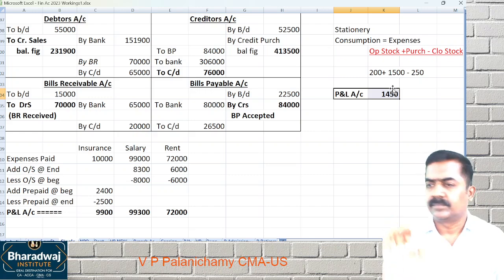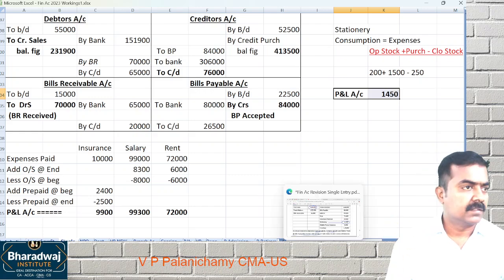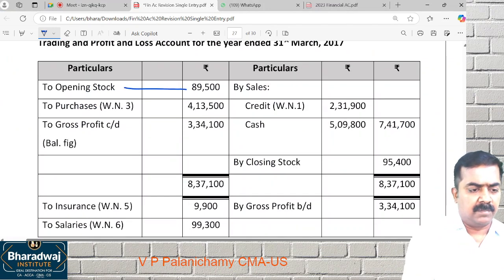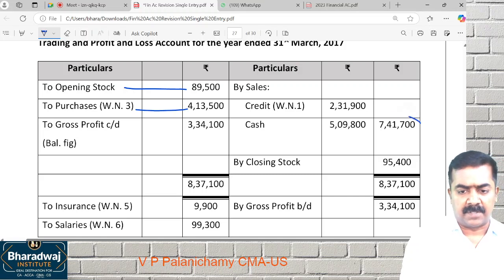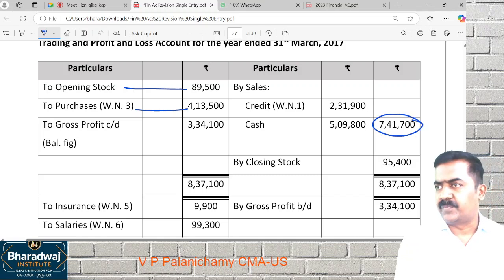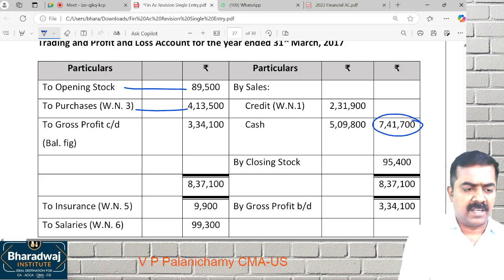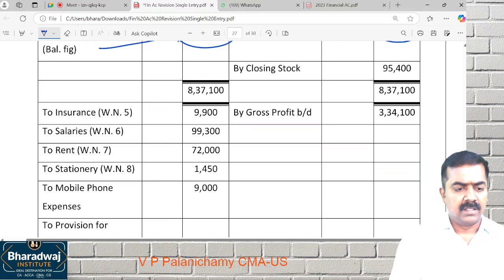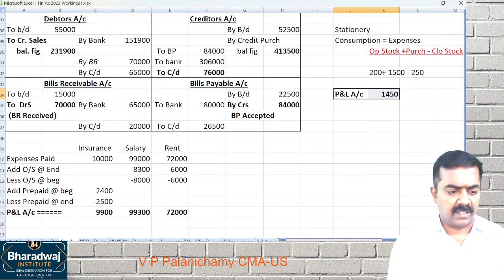Shall we? We'll check the answer. Opening stock given, purchases நம்ம working note போட்டிருக்கோம். Sales and cash sales plus credit sales will give us what? 741,700. As a balancing figure we get which one? Gross profit. Then insurance நம்ம working பண்ணிருக்கோம் இல்லையா?